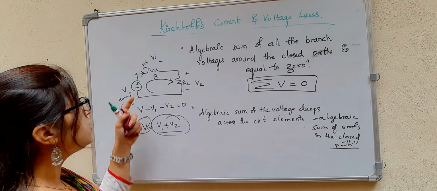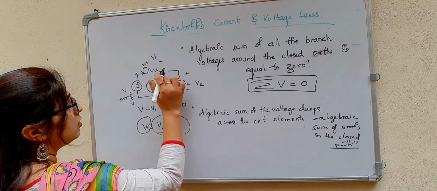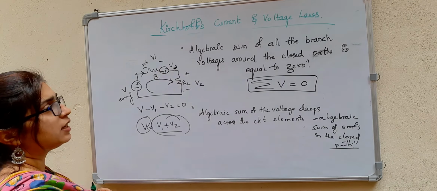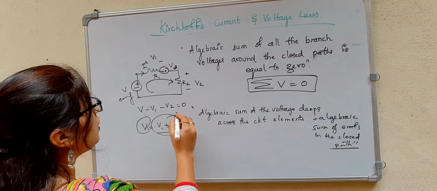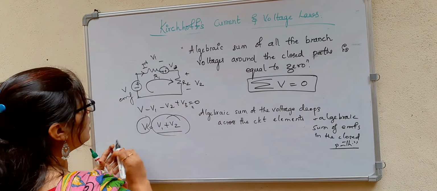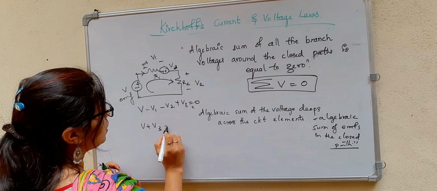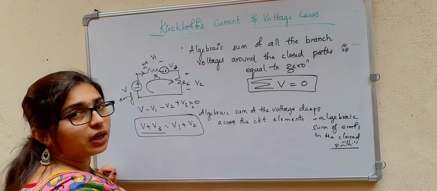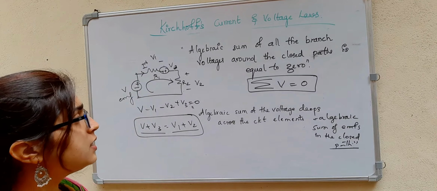Instead of this, if we have another voltage source V3, what happens? V minus V1, we have plus V3 also. So here instead of V, we can write V plus V3, which is equal to V1 plus V2. This is the sum of EMFs, and this is the sum of the voltage drops across the circuit elements.